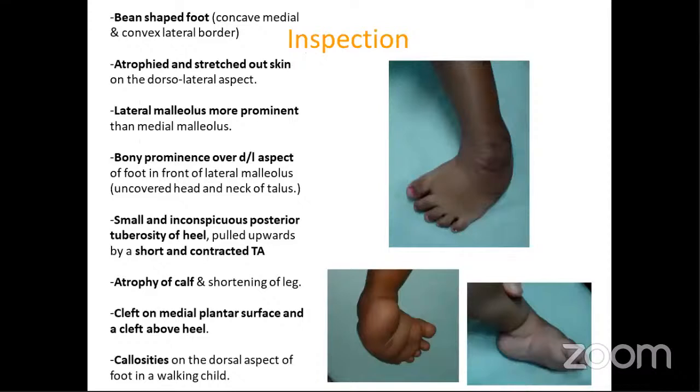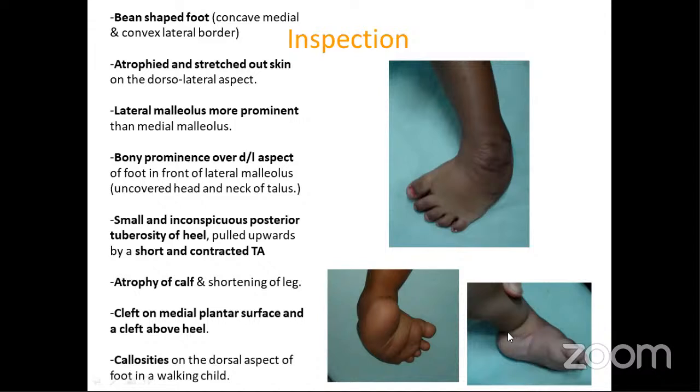Right? Now, when a case of idiopathic clubfoot comes to you, you will start examination from the dorsolateral aspect. From the dorsolateral aspect, you can see that the foot is bean-shaped, with a concave inner border and a convex outer border. Atrophied skin is present with multiple creases over here, right? Then, if you see posteriorly, the lateral malleolus is more prominent as compared to the medial malleolus. The heel is small and inconspicuous. It is lying in varus, right? And above over here, the tendo Achilles is small and contracted.